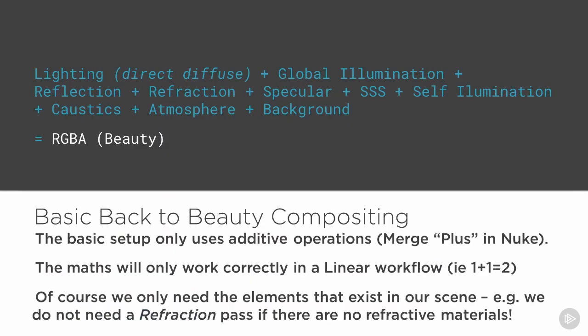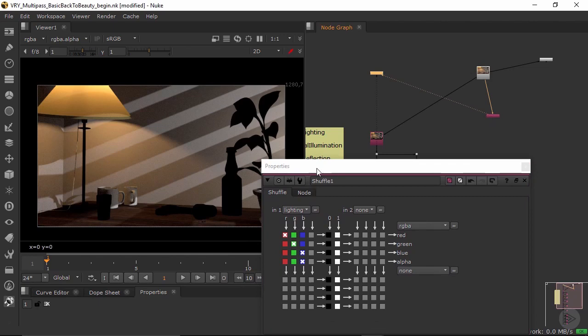Now, to make sure that this does work, you have to be working in a linear setup. So the maths will only work correctly in a linear workflow, where 1 + 1 = 2 and not something else. And of course, if you don't have any self-illuminating elements, you don't need a self-illumination layer. If you don't have anything refractive in your scene, you don't need a refraction layer. So this equation is a guide only. You often won't have an atmosphere render pass because you won't have any atmospheric effects. So that's the theory. In our next clip we'll be doing that in Nuke.